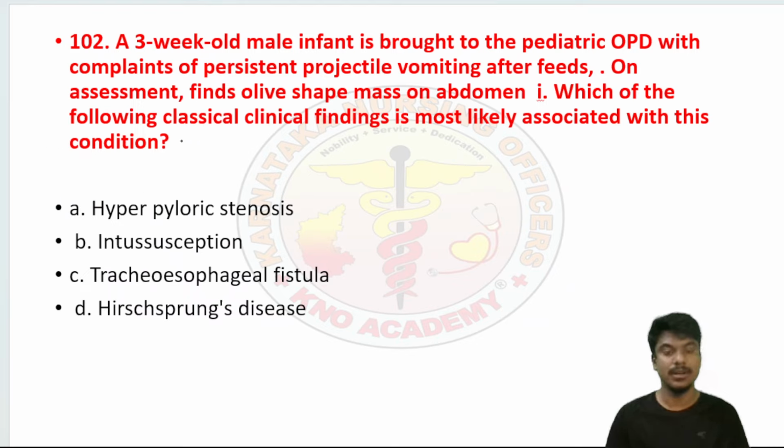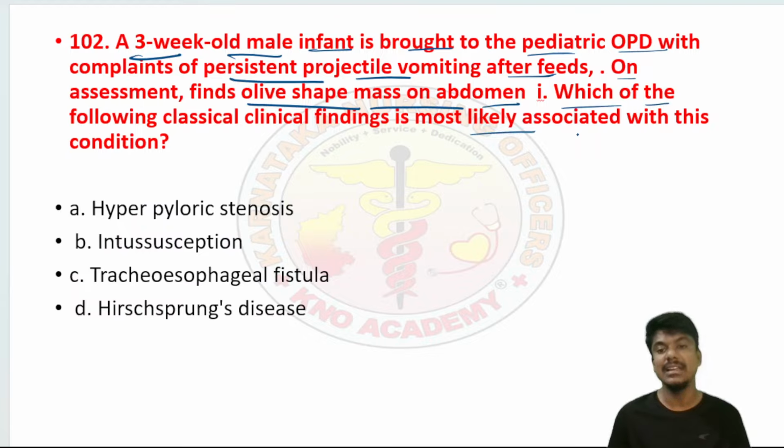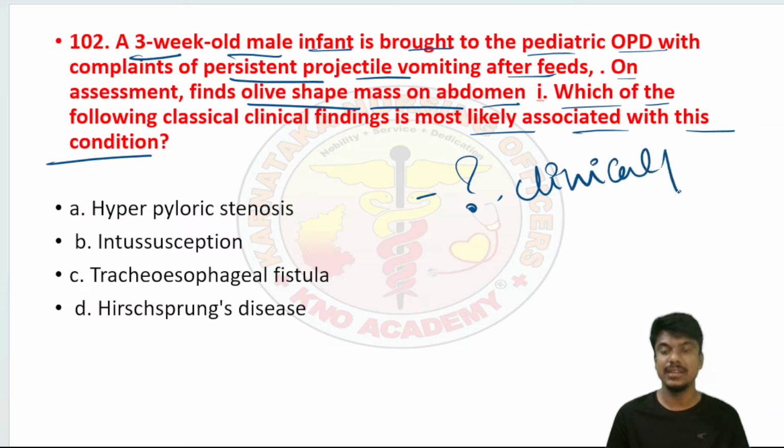This question is from pediatrics. Here we have a 3 weeks old infant brought to the pediatric OPD with complaints of projectile vomiting after the feeds. On assessment, an olive-shaped mass is found on the abdomen. Which among the following clinical findings is most likely associated with the condition? Here the examiner is asking you to diagnose the case. Clinical features are given.